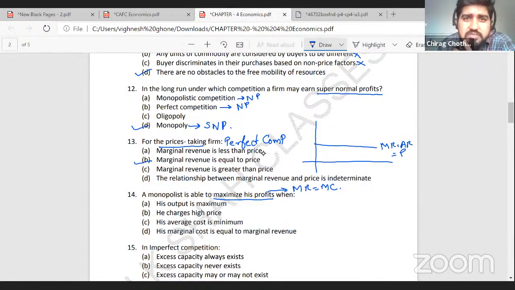His average cost is minimum. Average cost minimum doesn't guarantee you the maximum profit. His marginal cost is equal to the marginal revenue. Well, yes, that's correct. MC is equal to MR. That will be the profit maximizing level. I think that's very simple, right?